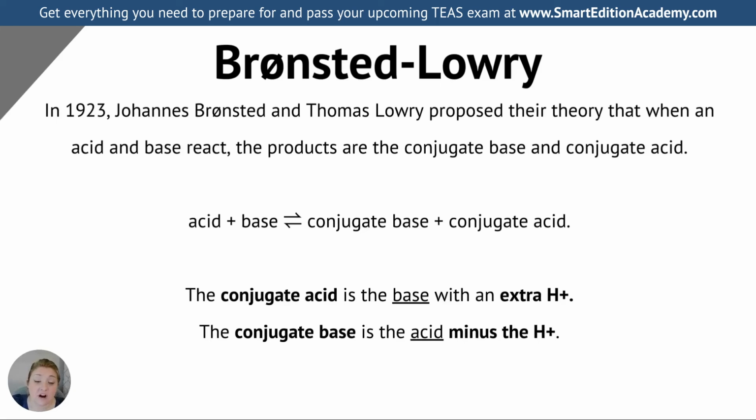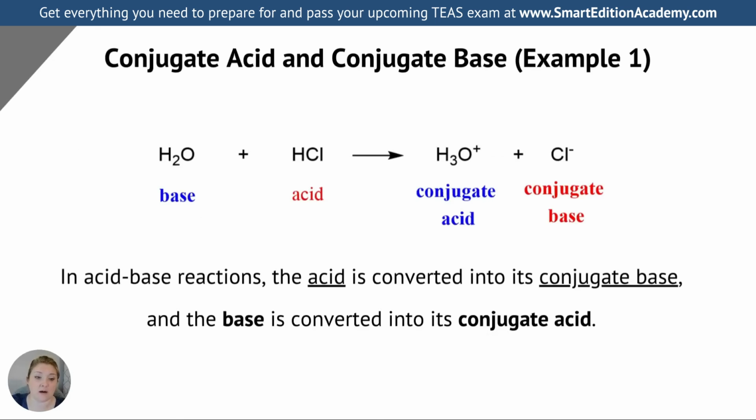What that also means is that the conjugate acid is the base with an extra hydrogen. It gets that hydrogen from the acid. And the conjugate base is what the acid was minus the hydrogen, because the acid lost its hydrogen. Let's look at a few examples, and hopefully that'll clarify that as well.